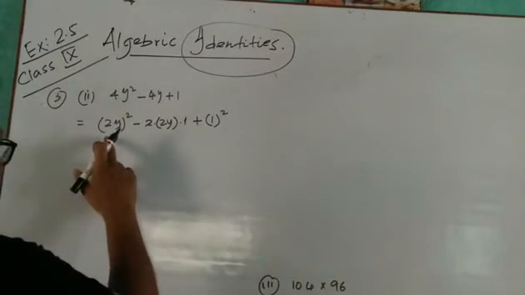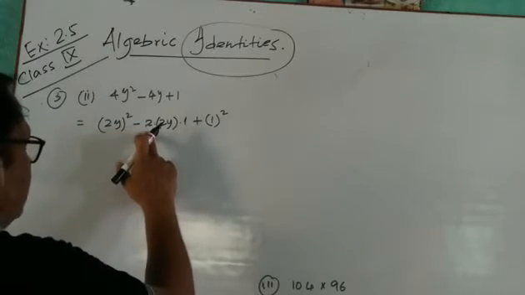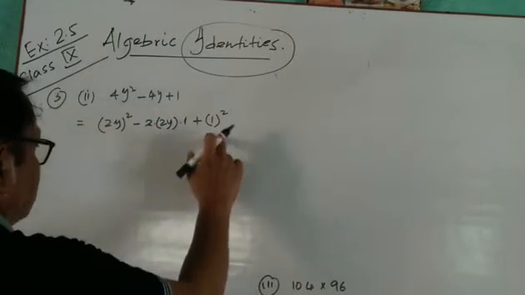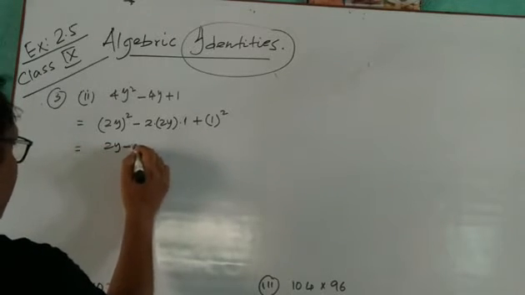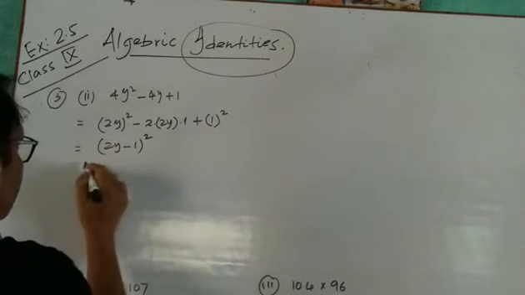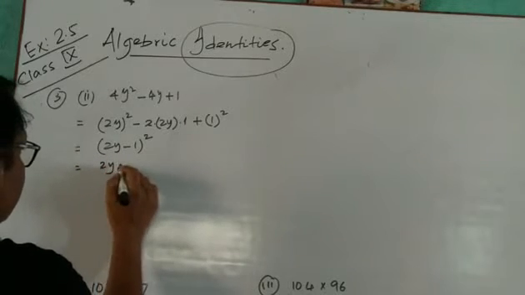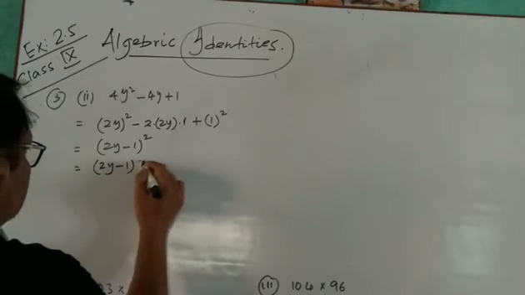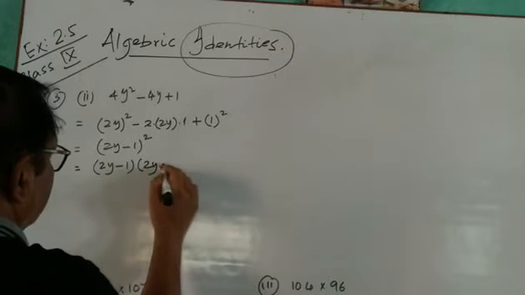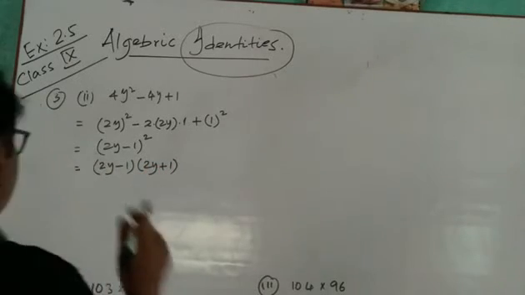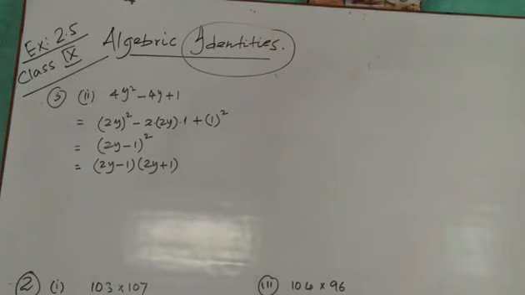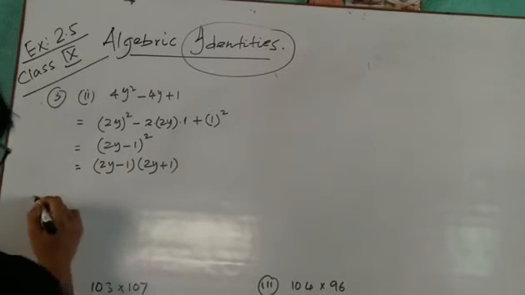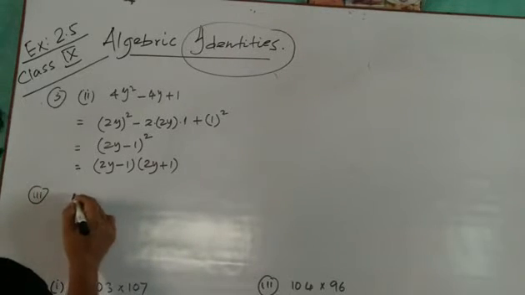But it comes as a square minus 2 into a into b plus b square. That is a minus b's whole square. Since you have to factorize, you can write it (2y minus 1) into (2y minus 1). So this is the factorization of question number 2 of question number 3. Now 3 of question number 3, that I will explain.